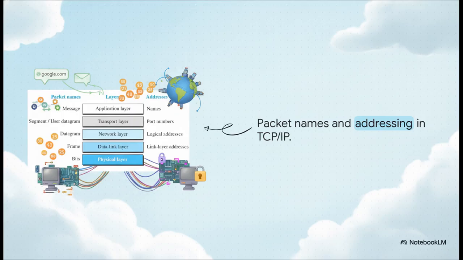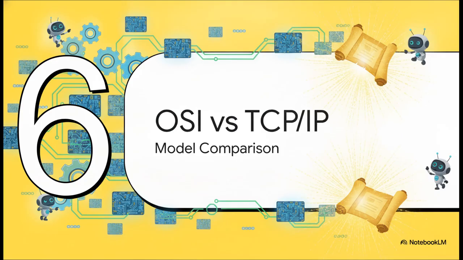The network layer uses logical IP addresses to route data globally across different networks. And the data link layer? It relies on physical link addresses, commonly known as MAC addresses, to get the frame securely from one physical hardware node to the very next one. Finally, Section 6, OSI model versus TCP/IP.